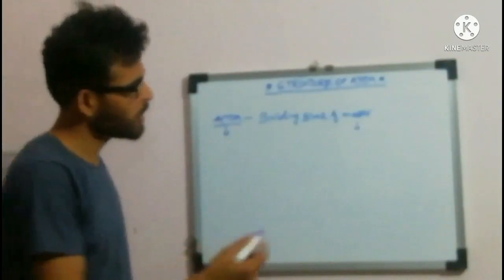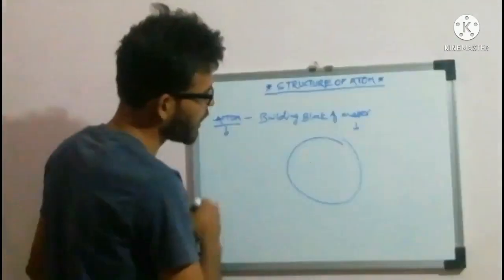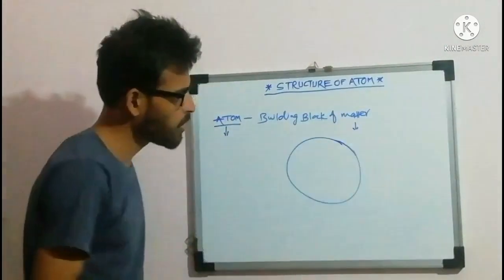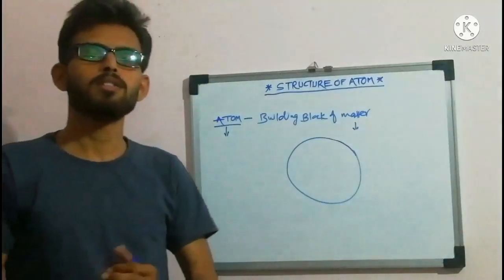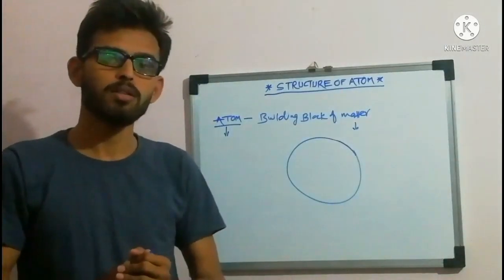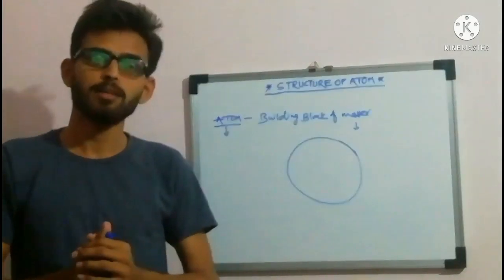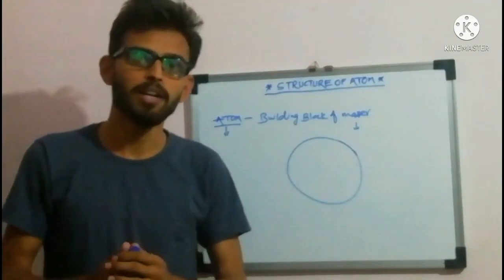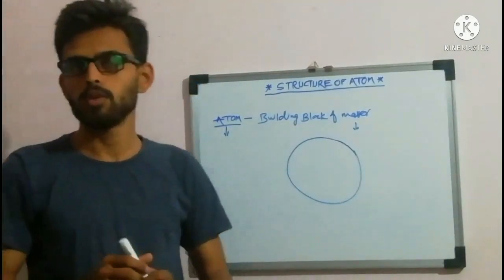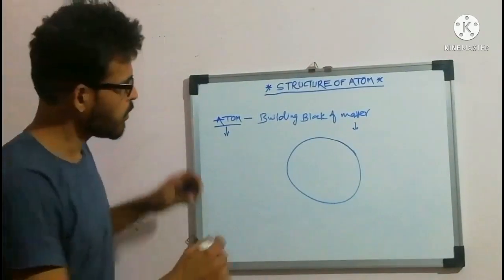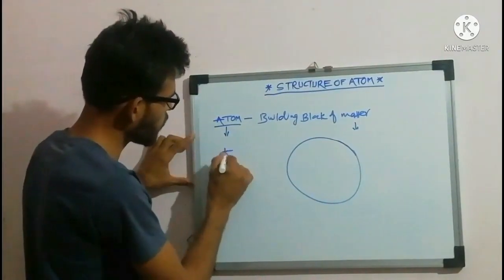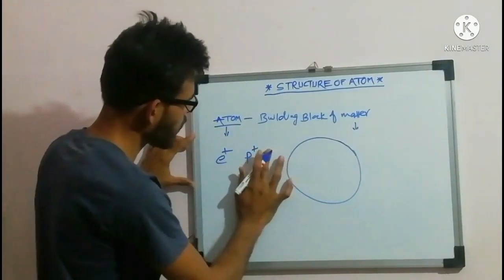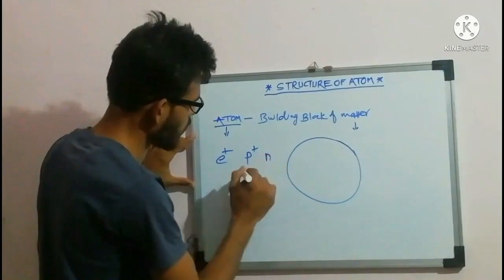Spherical means you can see it like this. Through different experiments, physicists have proved that an atom is made up of some subparticles. These are three subparticles called electron, neutron and proton. We denote electron by e, proton by P and neutron by N.